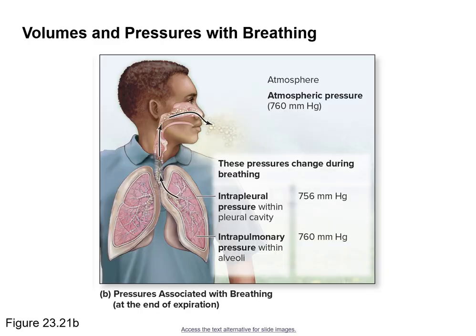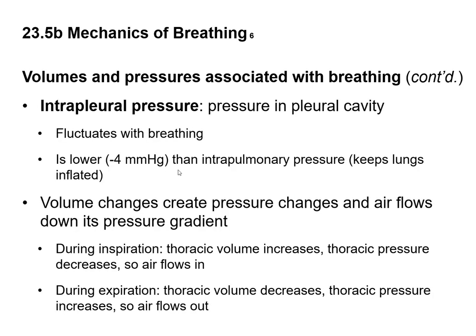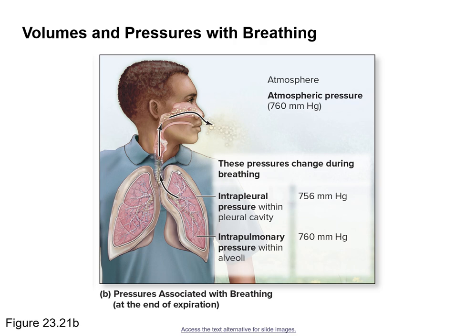So this is showing intrapleural pressure, intrapulmonary, and then we can see atmospheric, right? Again, notice atmospheric and intrapulmonary are the same, so we'll just call them 0. Intrapleural, 756, that's where we get the -4 from, meaning it is 4 millimeters of mercury less than atmospheric and intrapulmonary.